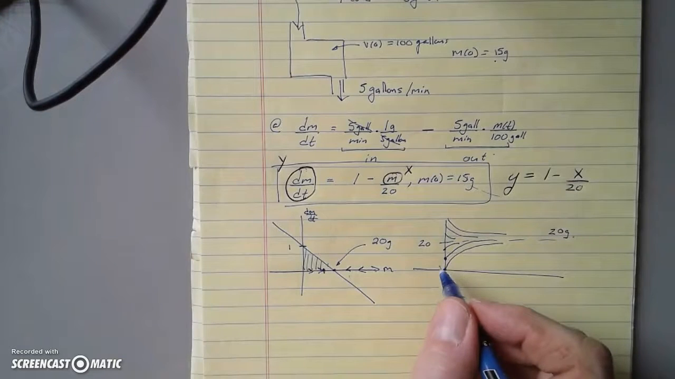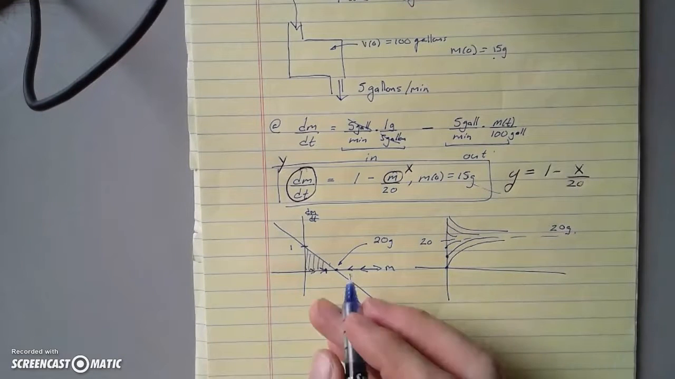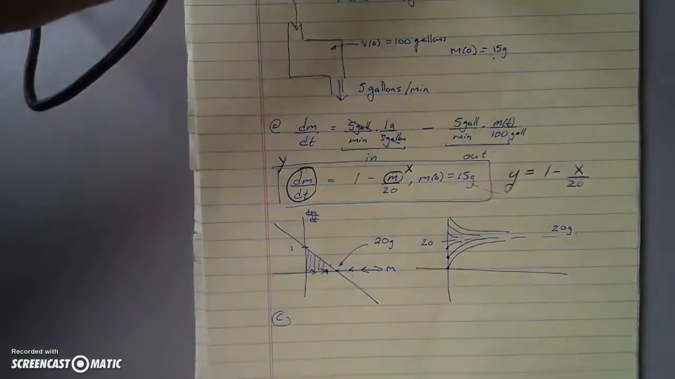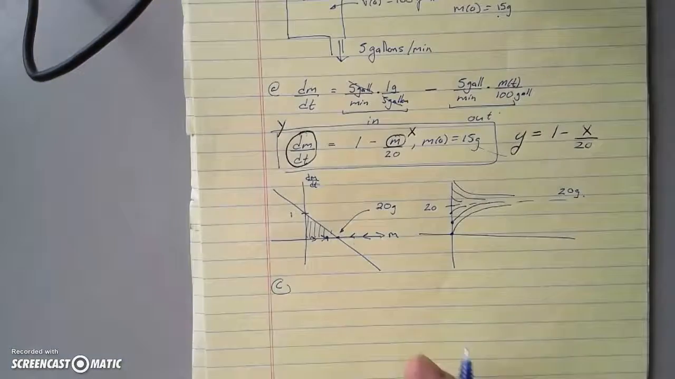So now I actually know what to expect from my solution. This is great. Now I'll move on to part C, solving the initial value problem. And I know what my answer ought to do. This is going to be very helpful if I make a mistake.